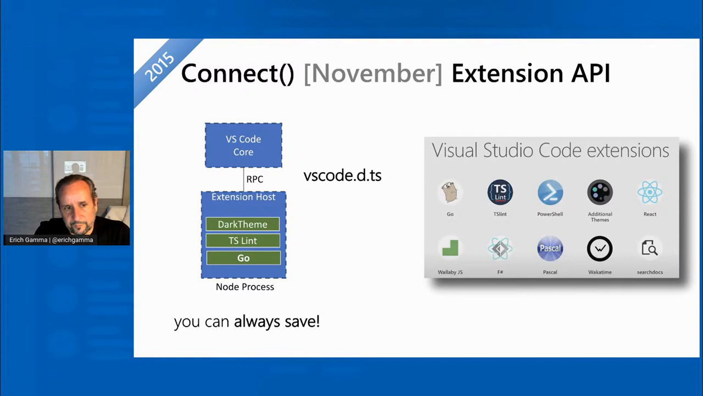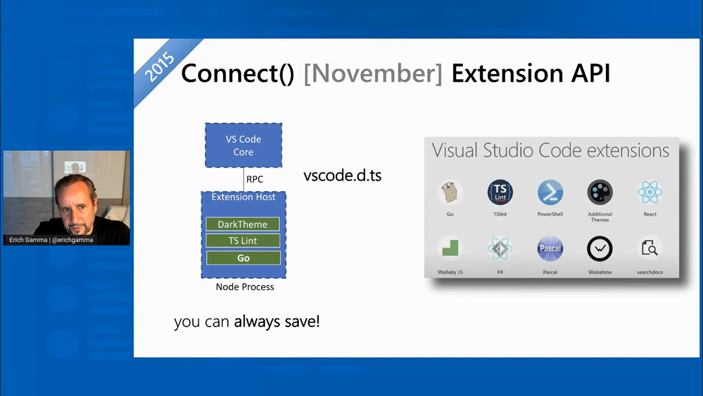So what we decided to do is run extensions in a separate process so that the VS Code core is less impacted by extensions. For instance, in the VS Code core, save happens in the core. So an extension that does some weird things or has problems cannot impact the saving, which is a great thing.